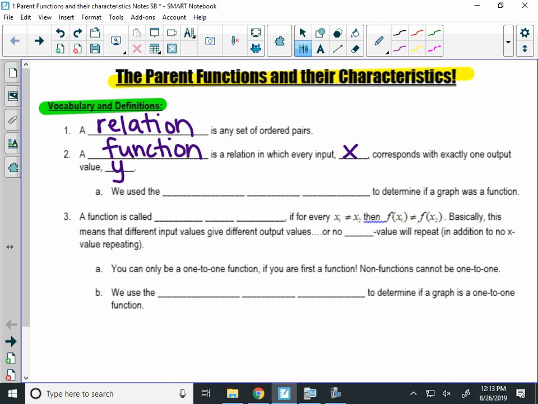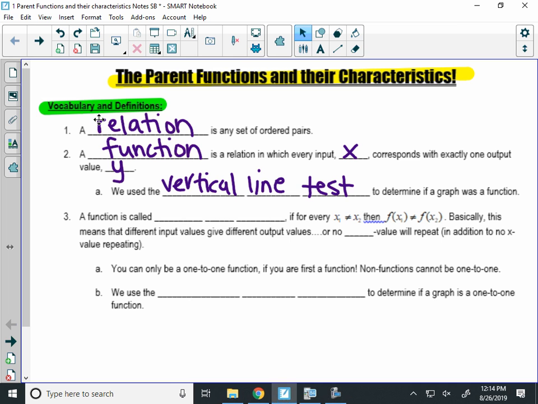Now, what test did we use to determine if a graph was a function? Vertical line test, all right? So we've done the vertical line test. We'll look at it briefly within something else in a few minutes. But if a graph passes the vertical line test, it's a function. Nothing new in those first two definitions.